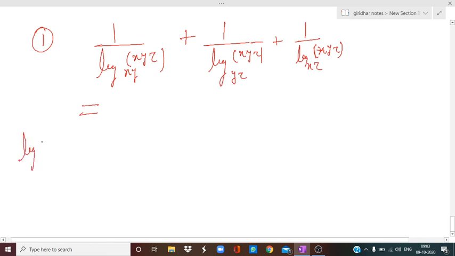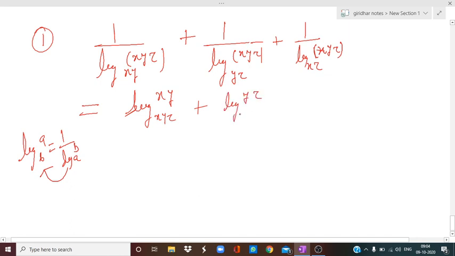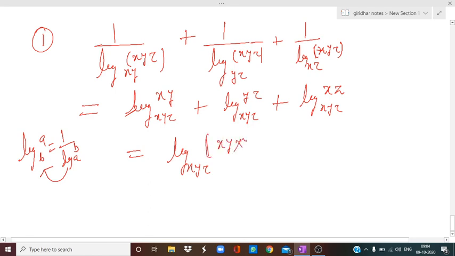ये जो हमने प्रॉपर्टी डिस्कस किया था, log a with base b is 1 upon log b with base a, मैं इधर से इधर यूज़ करूँगा प्रॉपर्टी। सो विथ दिस वी कैन राइट log xy with base xyz प्लस log yz with base xyz प्लस log xz with base xyz। फिर मैं log m प्लस log n प्लस log p यूज़ कर सकता हूँ। बेस तो हमारा xyz कॉमन है, सेम है। सो दिस इज xyz into yz into zx.